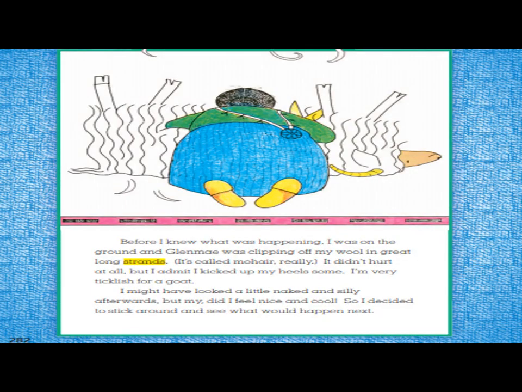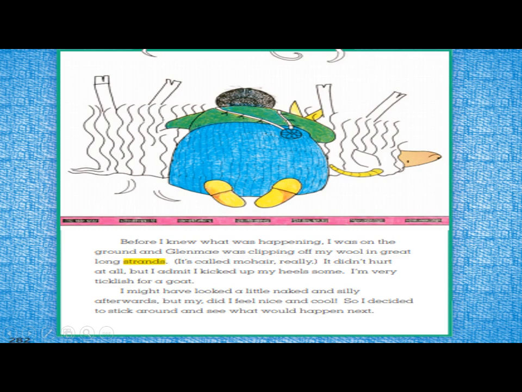Now let's open page 282. "Before I knew what was happening, I was on the ground and Glen May was clipping off my wool in great long strands." Strands? A strand of hair or thread. It is a long strand and you will see them in a bit. It is really called mohair. "It didn't hurt at all, but I admit I kicked up my heels some. I am very ticklish for a goat."